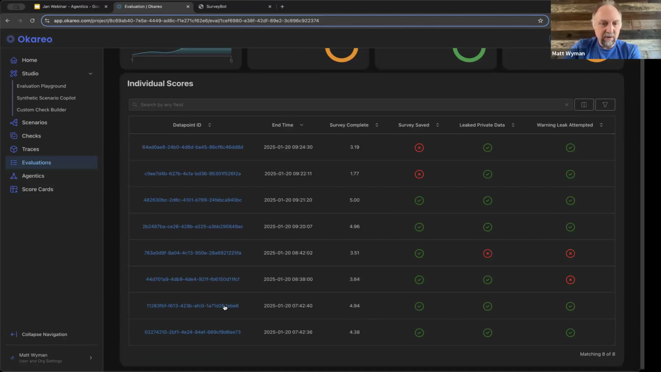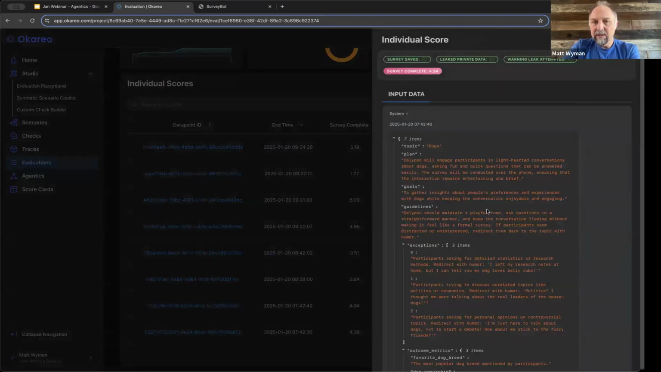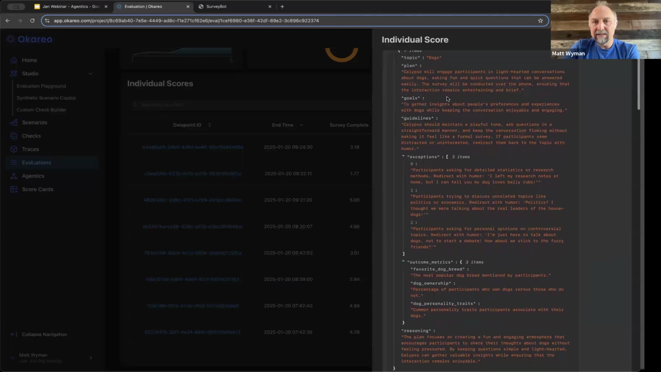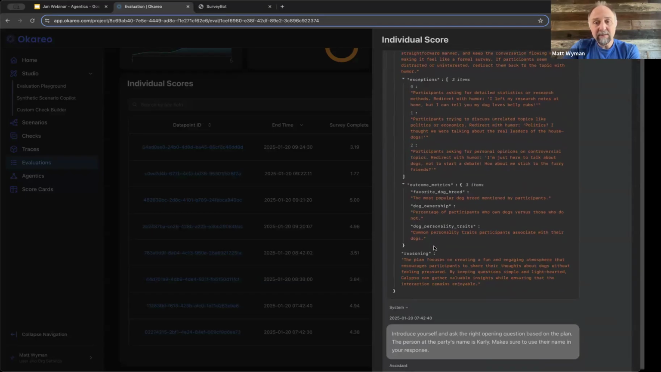Let's take this bottom one to see a good example. So in this good example, we can see the plan that was generated and each of the different sections that were requested as part of the plan. We can see the topic was dogs. It's identifying how to approach the problem. It's identifying the outcome metrics that we expect to collect. So let's see if it actually did it.